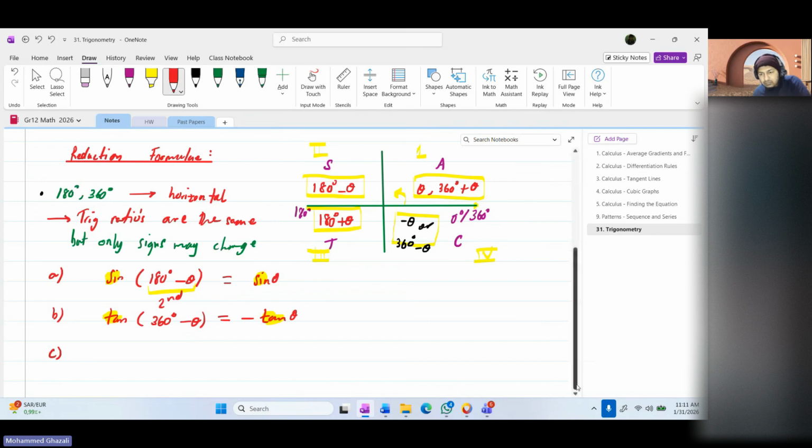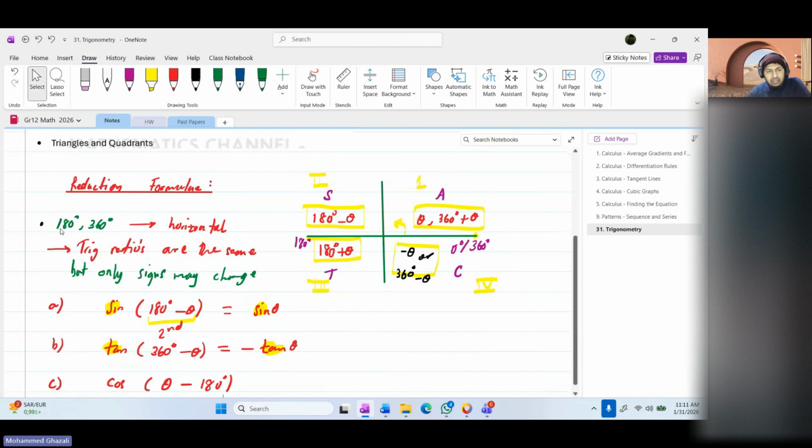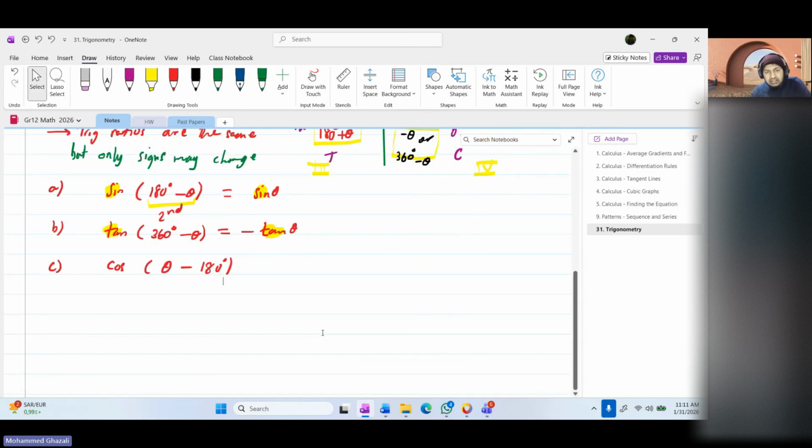C, what is cos of theta minus 180? Now we got a problem because this negative angle is appearing first, but we are only allowed to use 180 and 360. So this negative angle, negative 180, we're going to make it positive. How do we make it a positive angle? By adding a revolution. Now, what's the idea behind adding a revolution? Just say if you have an angle theta here.